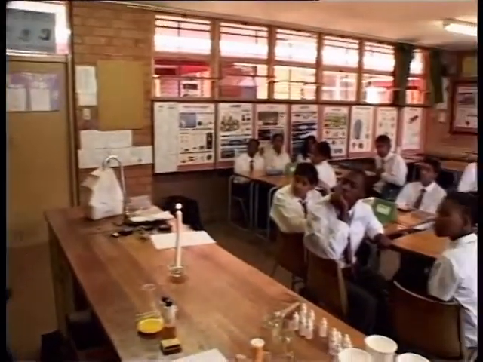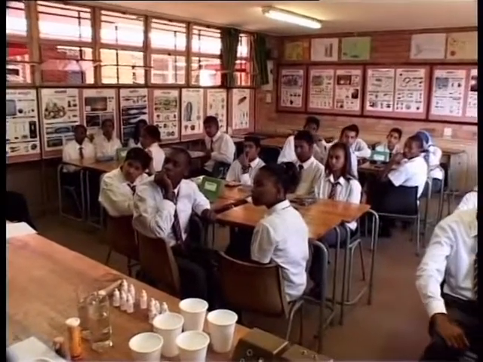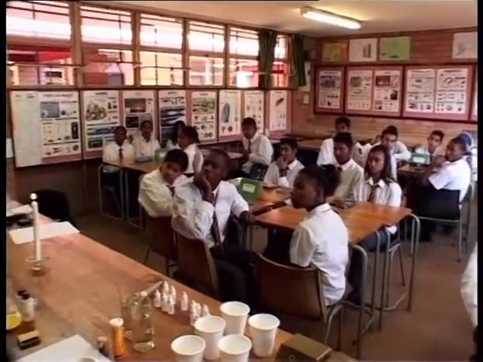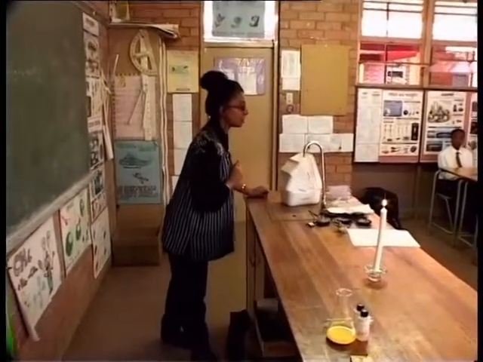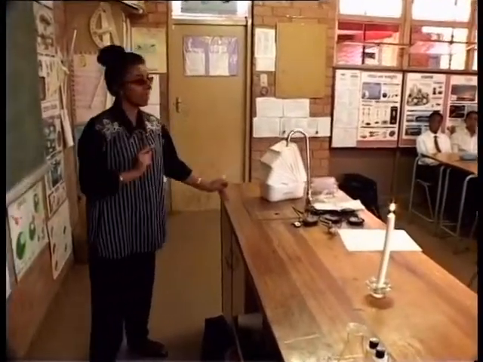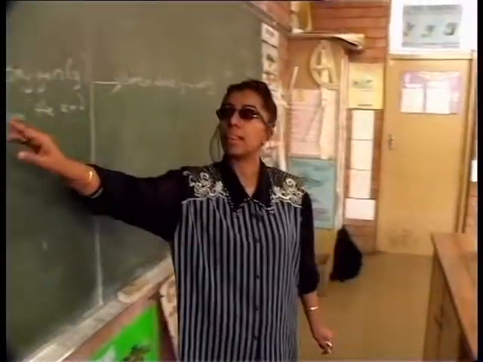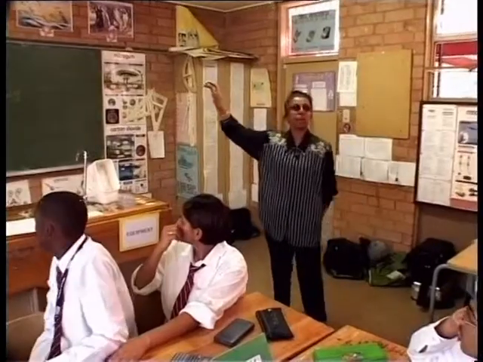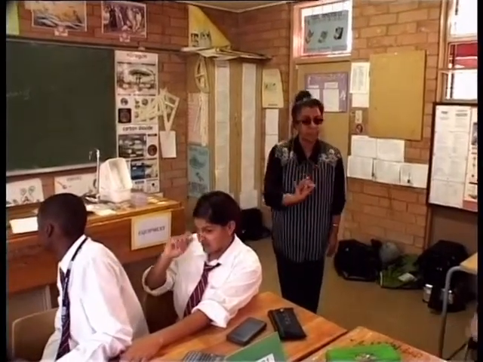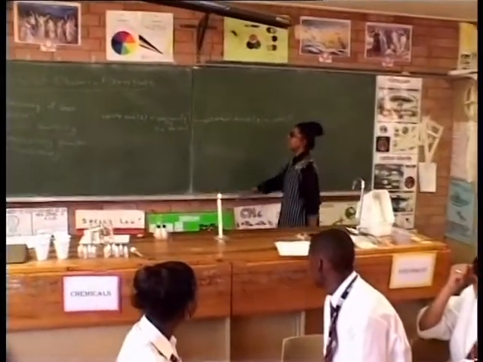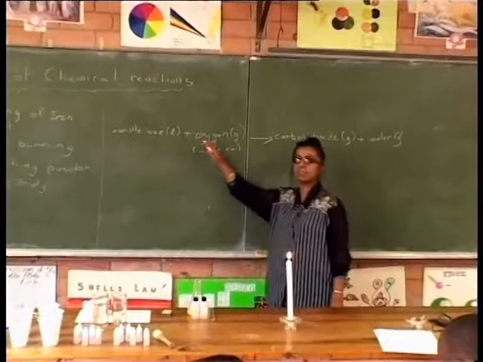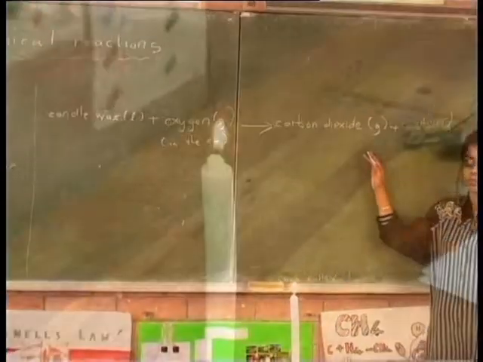Notice, I have a symbol recorded in brackets next to each reactant and product. What do you think the symbol L represents? Liquid. What does the symbol G in brackets represent? Gas. So in our reaction, we indicate the different phases.